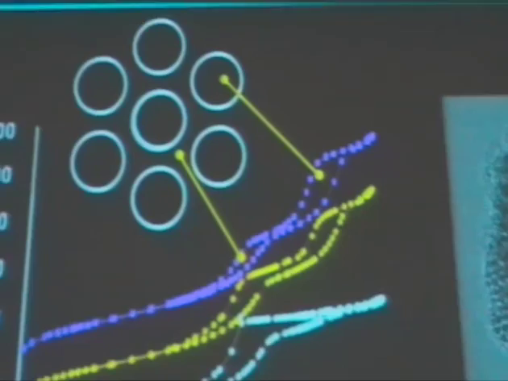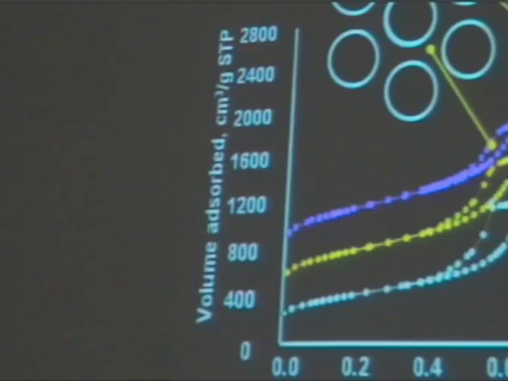If you look into the TEM, you see here the carbon pipes. There is a hole in the center of the carbon pipes, and there is a hole around the carbon pipe. So this is really a highly porous material, which basically has 2,500 square meters per gram, if you synthesize it correctly.